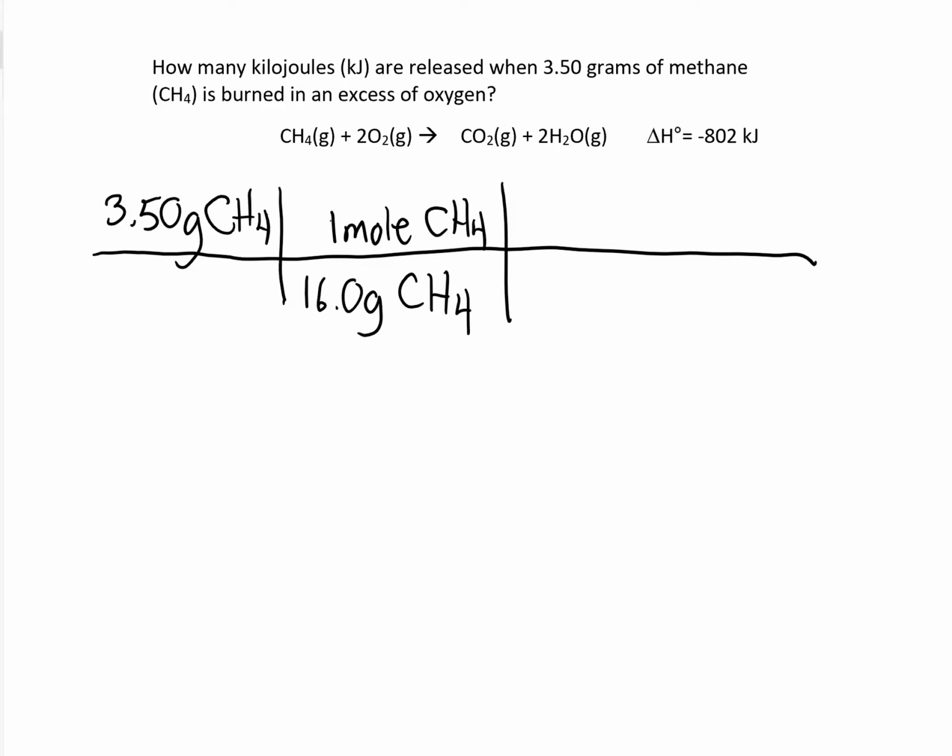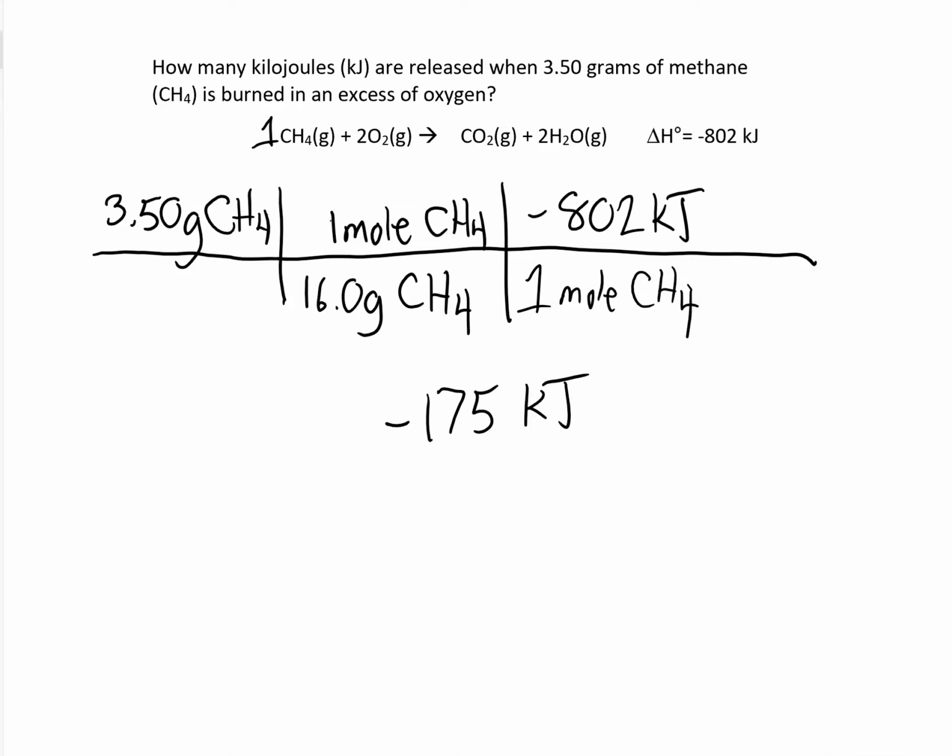Now we're ready to use our mole-to-mole ratio, except the problem is we're actually looking for a mole-to-energy ratio. Well, we know in the balanced equation there's supposed to be a 1 here, so we can say for every 1 mole of CH4, we're going to release 802 kilojoules. And that would be sufficient for this problem, because when we go through and calculate out how much energy we release, we get 175 kilojoules of energy coming from this 3.5 grams of methane. So quite a bit of energy being released here.